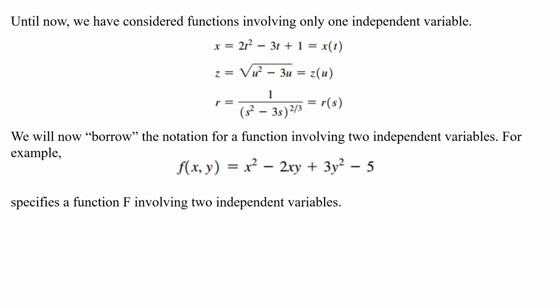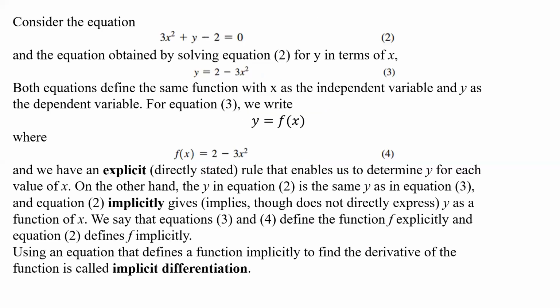But now we're going to mix functions together. We're going to borrow the notation for a function involving two independent variables. For example, f of xy could be something like x squared minus 2xy plus 3y squared minus 5, or any combination of x's and y's or z's and any of these letters. So we're going to have a new function involving two independent variables.